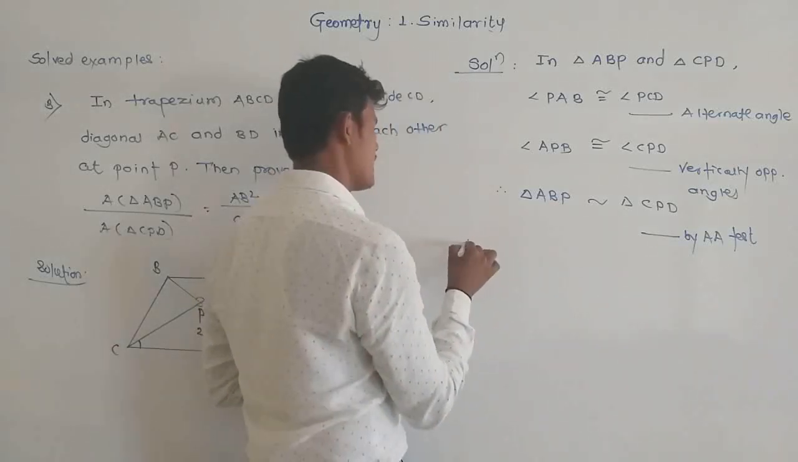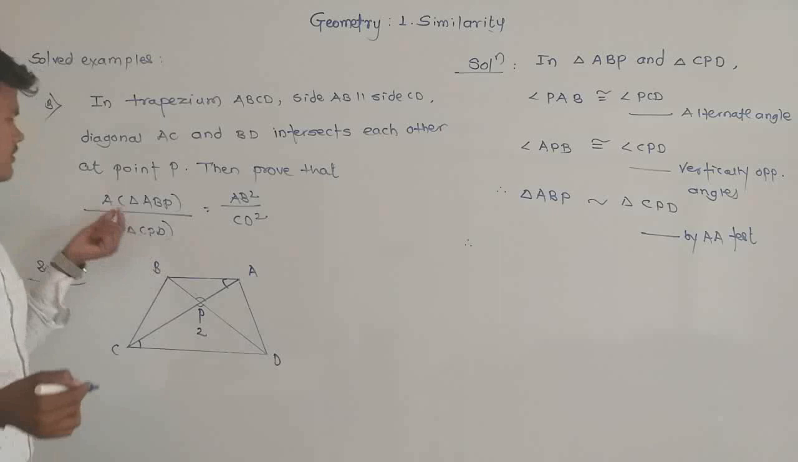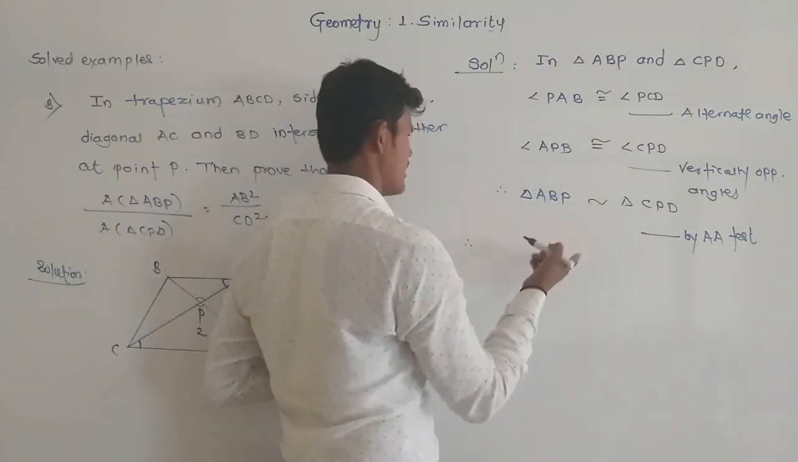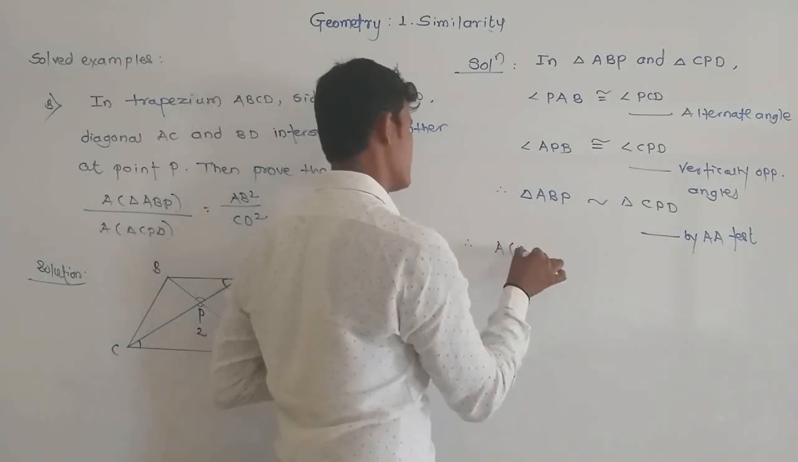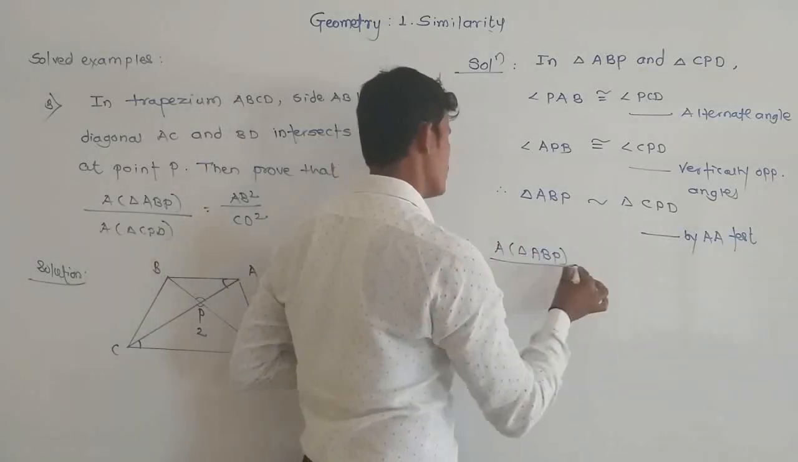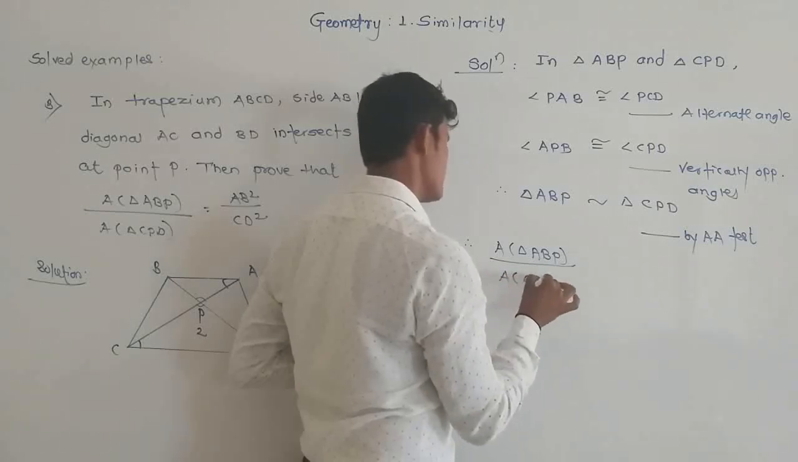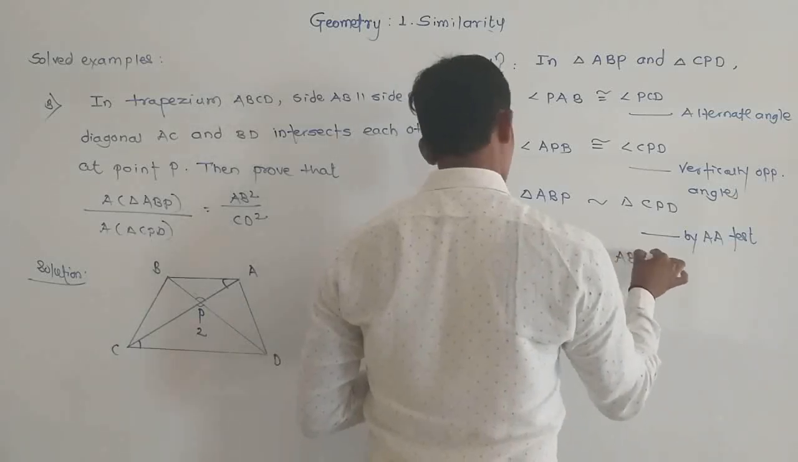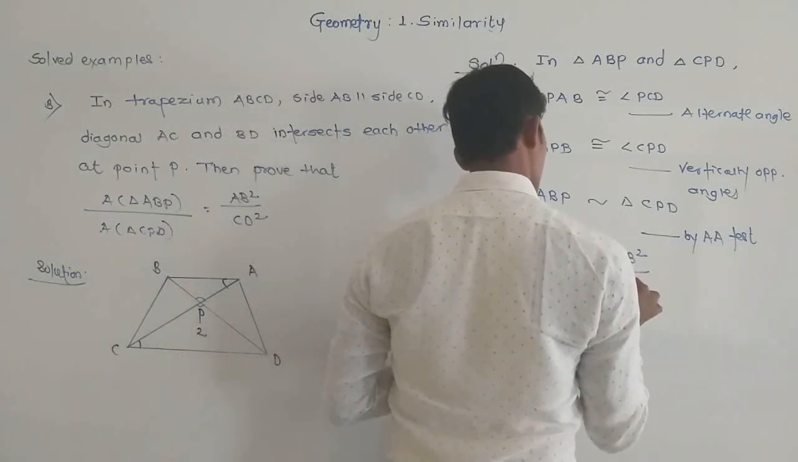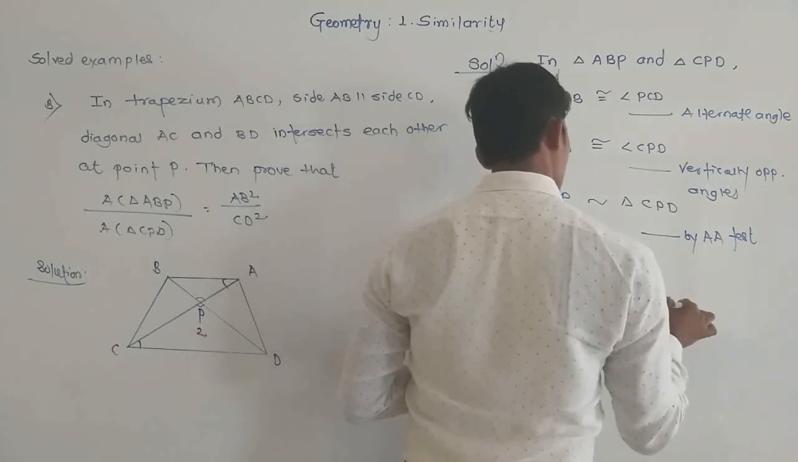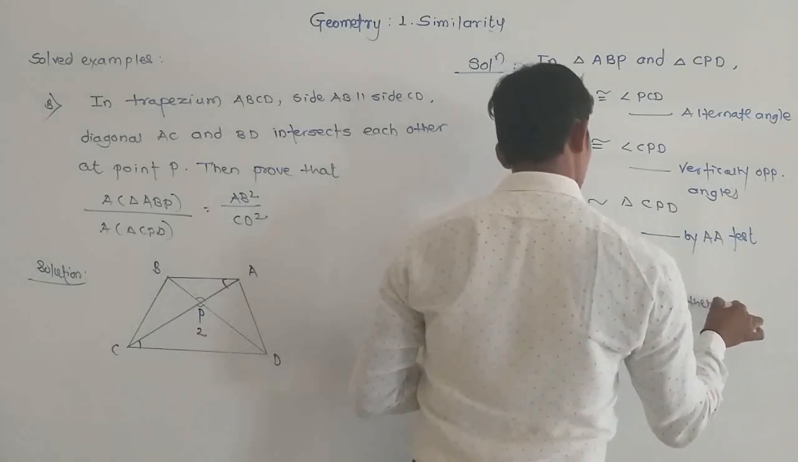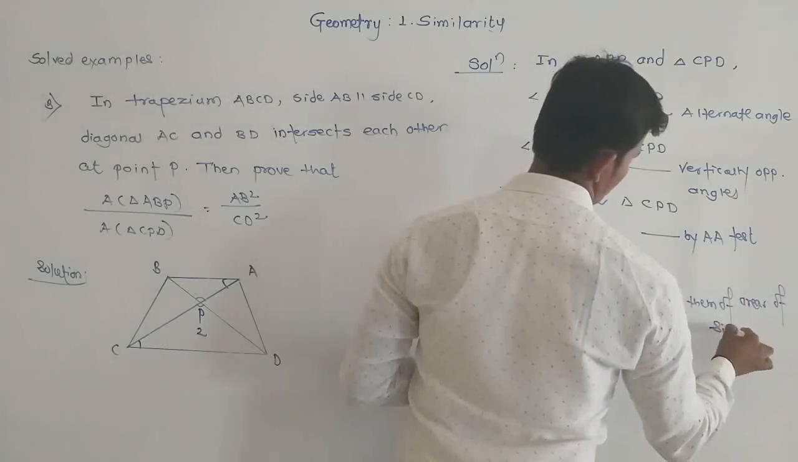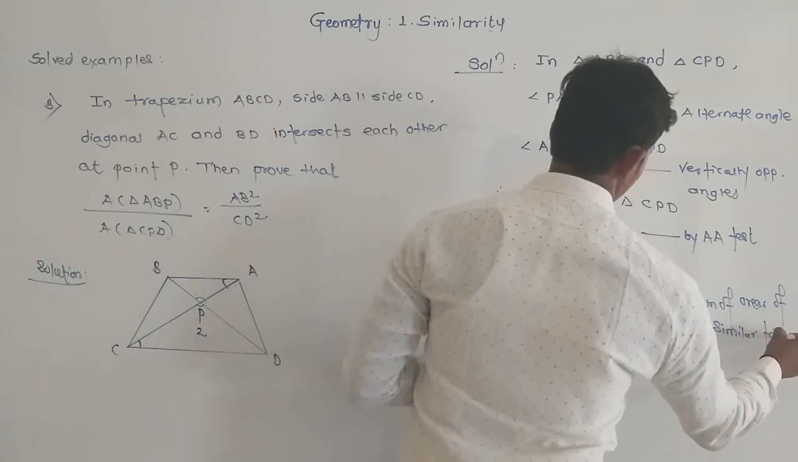And now if two triangles are similar, we take the ratios of areas of the two triangles. So here both the triangles are similar. Now take the ratio of area of triangle ABP to area of triangle CPD. So we get AB square upon CD square by the theorem of areas of similar triangles.